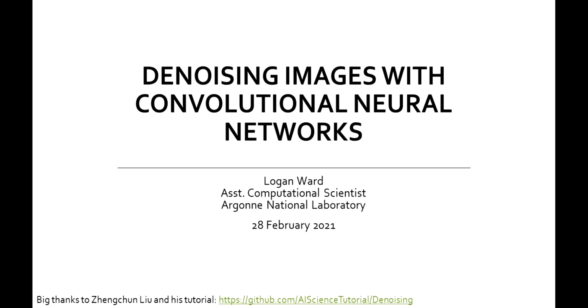Hello everybody. Today we're going to continue our theme of developing on the ideas of how we use computer vision within science by going into a very specific subject, that is denoising images with convolutional networks.